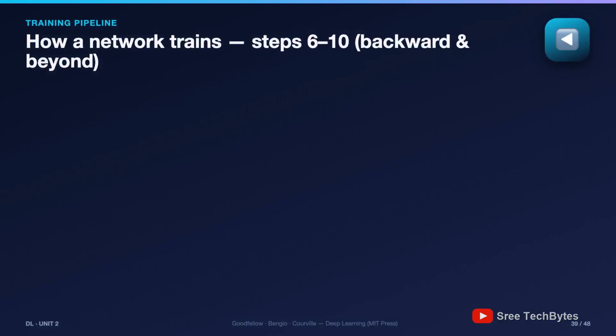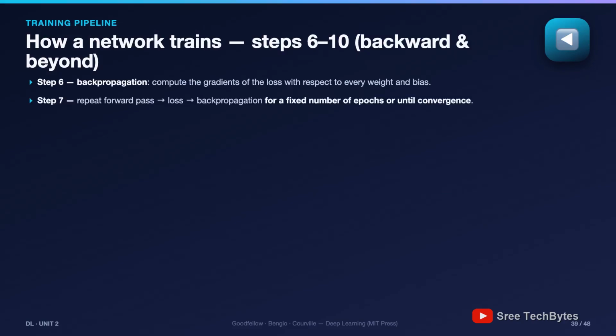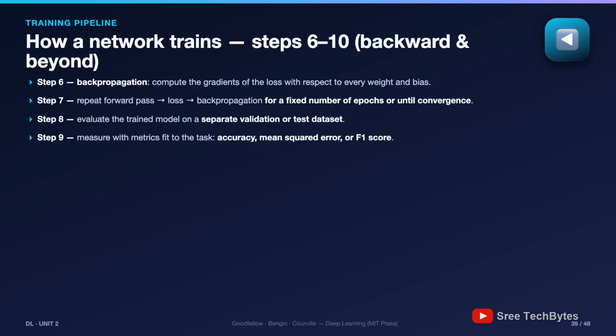Steps 6 through 10, the backward half and the rest of the model's life. Step 6, backpropagation, compute the gradient of the loss with respect to every weight and bias in the network. Which knob, turned which way, reduces the error. Step 7, iterate. Forward pass, loss, backward pass, update, repeated for a fixed number of epochs, or until convergence. Step 8, evaluate the trained model on a separate validation or test set. Part 1's data hygiene back in action.